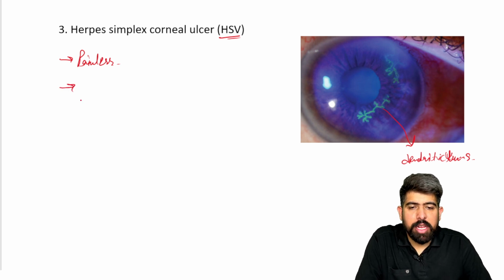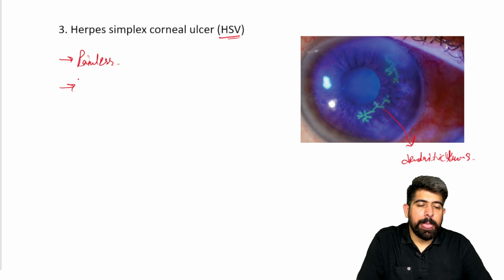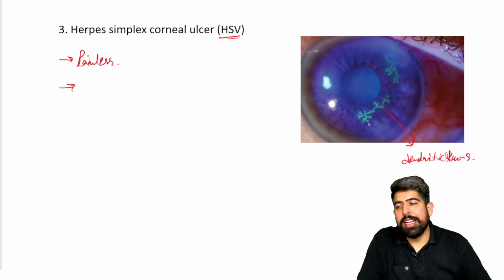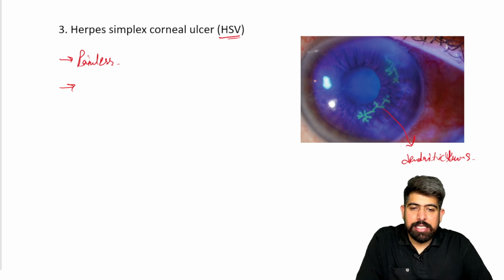If you want to do the diagnosis, we will instill the fluorescent green dye and use the cobalt blue filter on your slit lamp biomicroscope. So you will see the dendritic ulcer. The painless dendritic ulcer will be there.